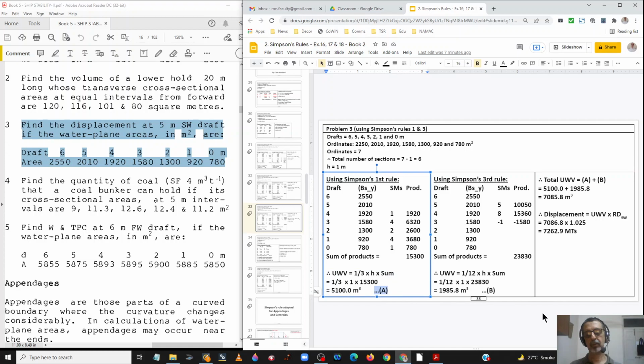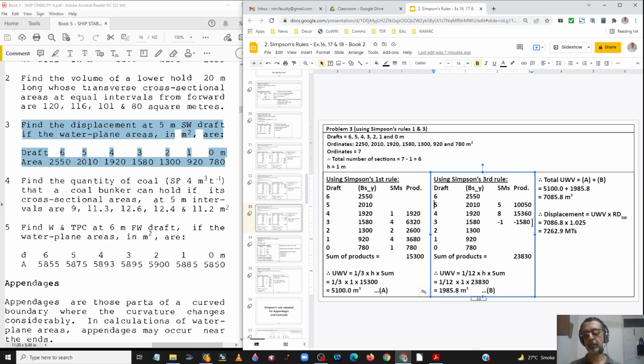And I'm going to find the underwater volume between the 4-meter draft and the 5-meter draft using Simpson's third rule. The Simpson's multipliers used in this case will be 5, 8 and minus 1. As you can see, 2010 into 5 is equal to 10,050. 1920 into 8 is equal to 15,360. And 1,580 multiplied by minus 1 is equal to minus 1580.